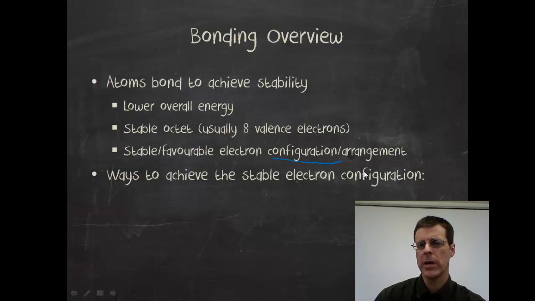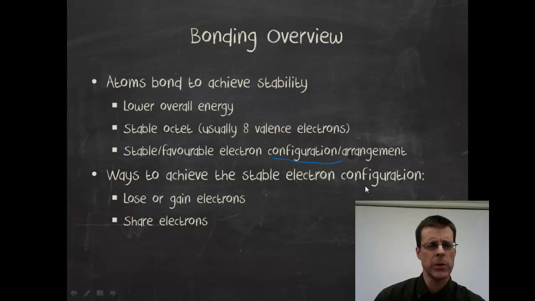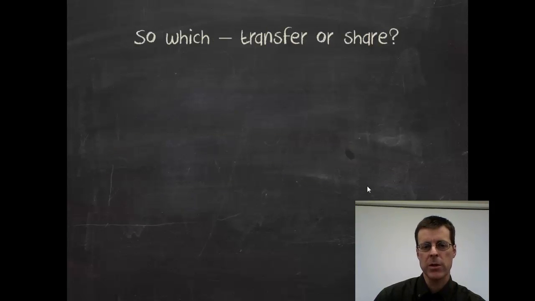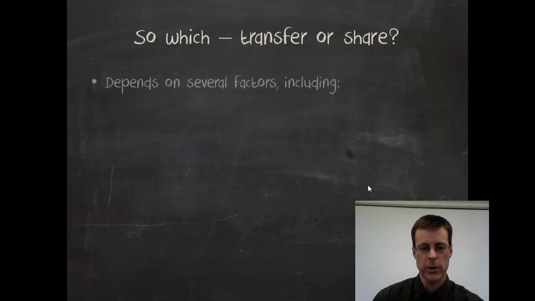There's a couple of ways they can achieve that stable electron configuration. One way is to lose electrons or gain electrons, and the other way is to share electrons. And we're going to look at each one individually. We're going to start out with, first of all, deciding how do we know if it's a transfer, a loss and a gain, or a share of electrons.